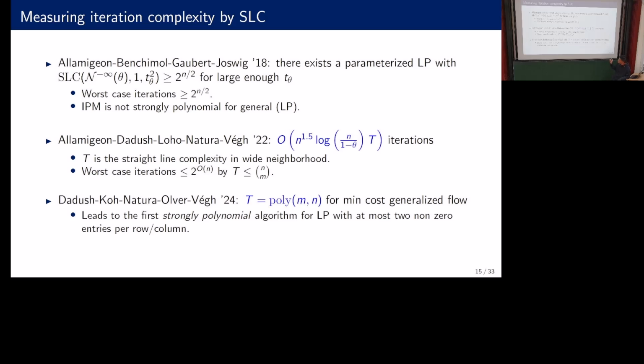And this is the key ingredient to a later paper by Dadush, Koh, Natura, Olver, and Végh, who give the first strongly polynomial algorithm for solving Wallacher and Zimmermann's generalized flow problem. This is basically the linear program with at most 2 non-zeros per row or column, by showing that the straight line complexity for this problem can be polynomially bounded in m and n.